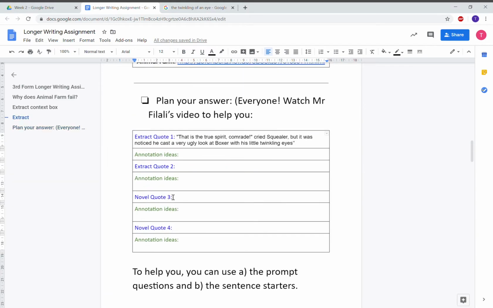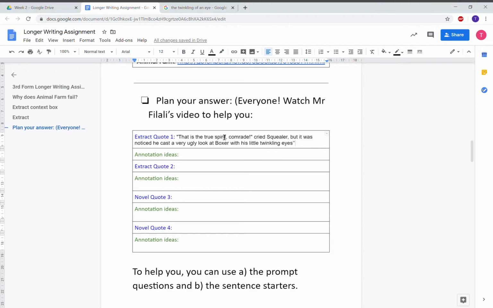I thought it was a quotation that had lots of words that I could zoom in on and that I could analyse, that I could explore. "That's the true spirit, comrade," cried Squealer, but it was noticed that he cast a very ugly look at Boxer with his little twinkling eyes. So I've picked my quotation because I think it would be, if my point were to be something like, one of the primary reasons why I believe that Animal Farm failed was because of the corruption and the tyranny of the pigs, then I think this is a really good piece of evidence to support that point.